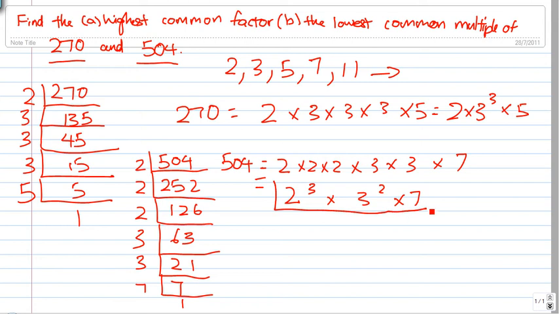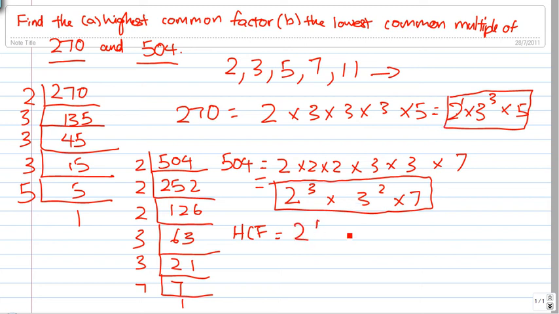Now let's focus on these two boxes here. Let me just box it up. How do I find the highest common factor of both numbers? To find the highest common factor of both numbers, all I have to do is multiply the lowest power of each set of common prime factors of the given numbers. So in this case, let us look at the numeral 2. What's the lowest power? 2 can be written as 2 to the power 1. What's the lowest power of 2 to the power 1 and 2 to the power 3? It's actually 2 to the power 1.